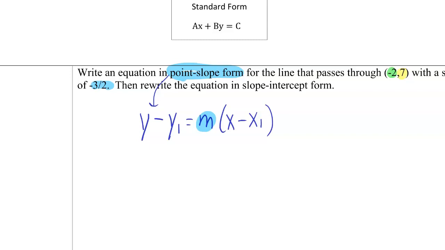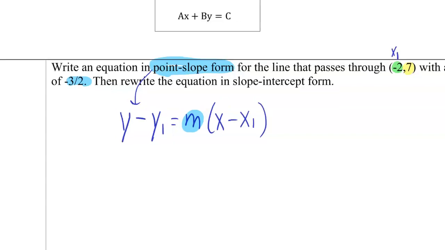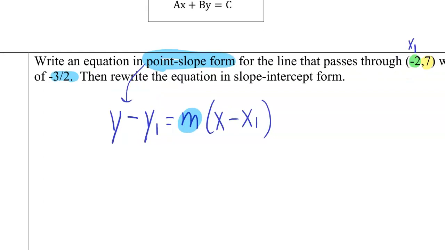My x value, I'm going to treat this as my x1, and the other part of this, let me zoom in a little bit here. This is going to be my x1. This is going to be my y1. That is the sample point that they give us, one of the solutions they give us. So I know that my x1 is -2, so I'm going to be plugging in -2 there. And my y1 is 7, so I'm going to be plugging in 7 there.